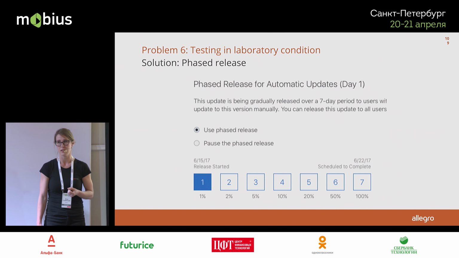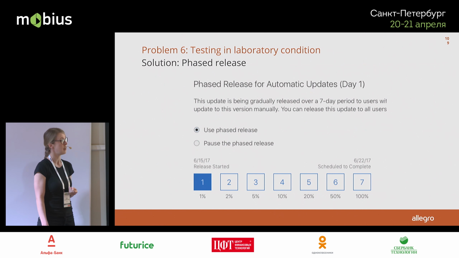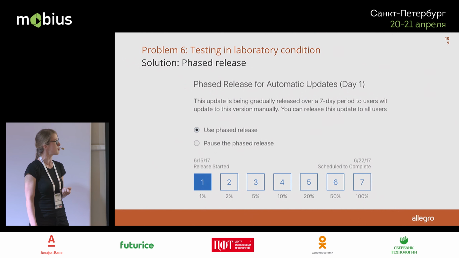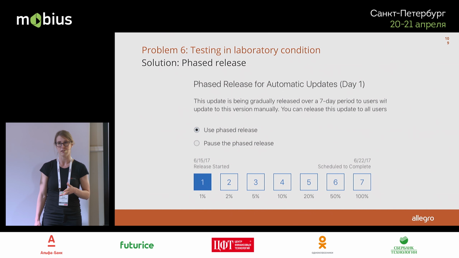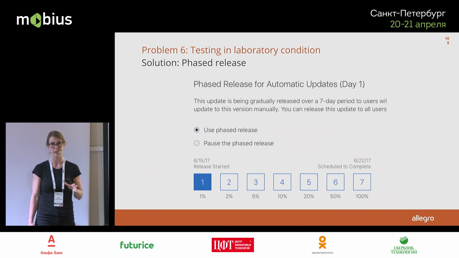This is a feature that Apple introduced last year during WWDC 2017, and it enables developers to roll out an application only to part of the users. So if anything is wrong, you can stop rolling it out and limit the exposure, and you have time to react.